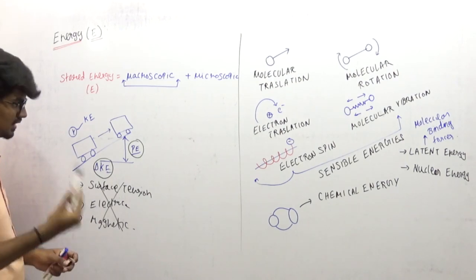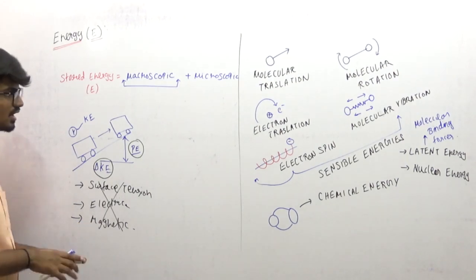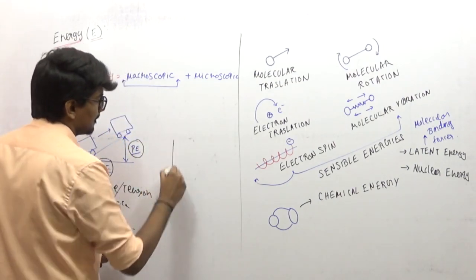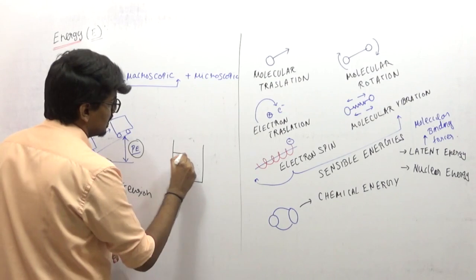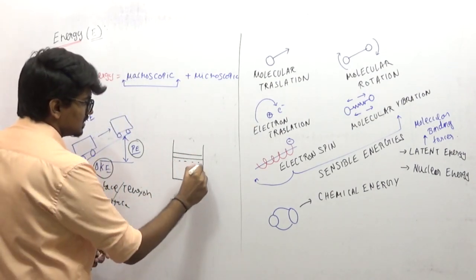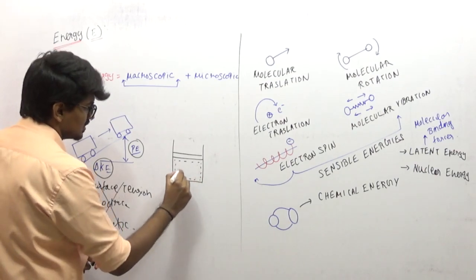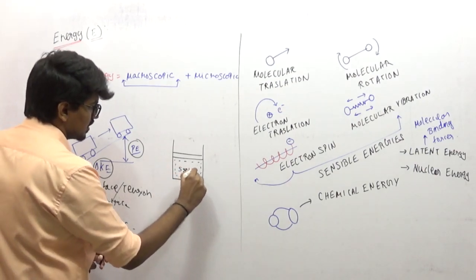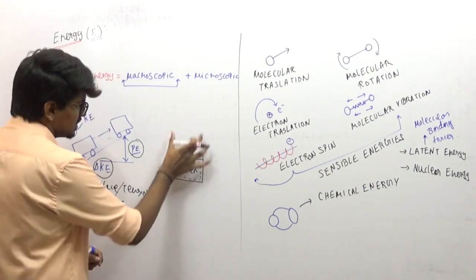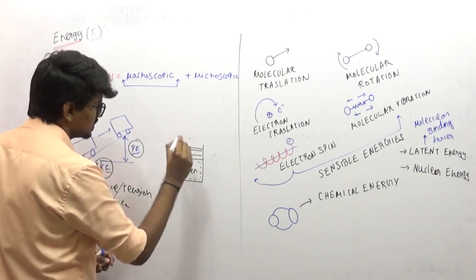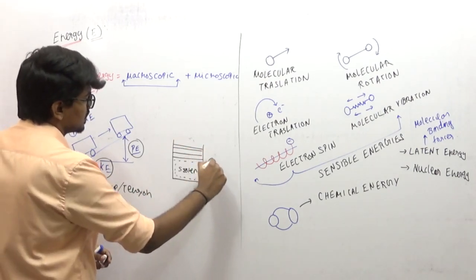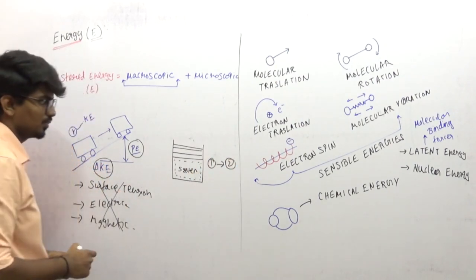But think about a closed system, for example a piston cylinder arrangement. Initially this is my system, and I'm doing some process. The piston moved up. This is the next state. So the process is happening from 1 to 2.